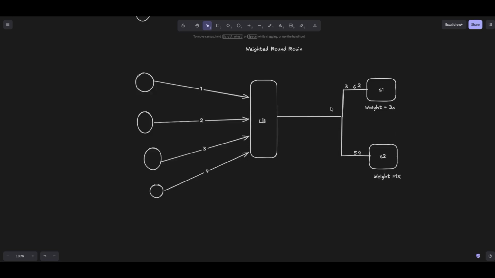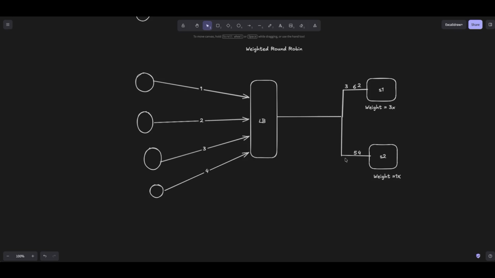Now the interesting disadvantage is, for example, we have a few requests and they are getting divided based on the weight. But let's say out of this, the fourth request and the fifth request are long processing requests, which means they are heavy or need more processing power. But with our weighted round robin, we are just looking at the number of requests being served by each server.